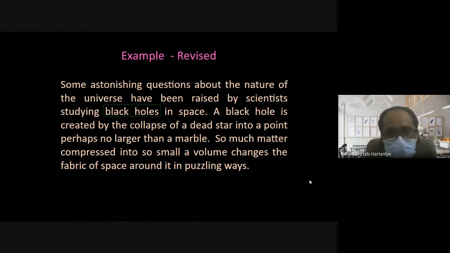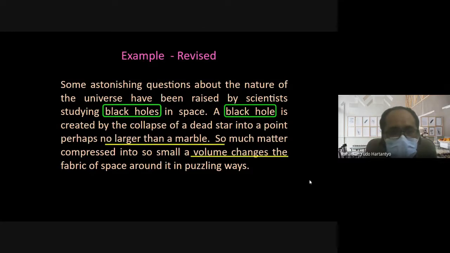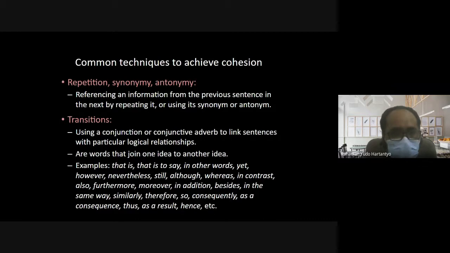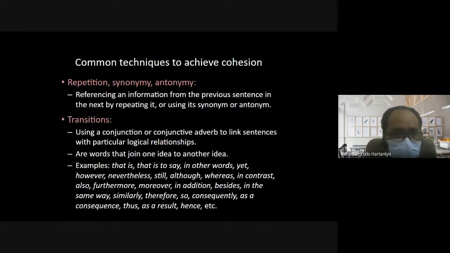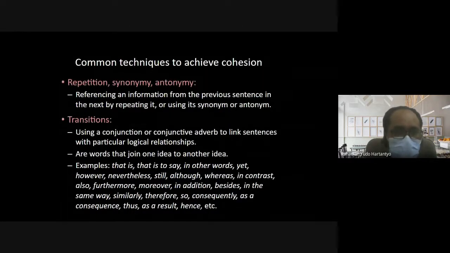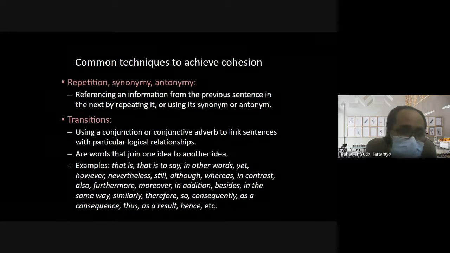Can we move on? You can try to explore this. I have uploaded this slide on the ELOC platform. Okay, common techniques other than repetition, synonymy, antonymy: use transitions, some conjunction or conjunctive adverb to link the sentences with particular logical relationships.